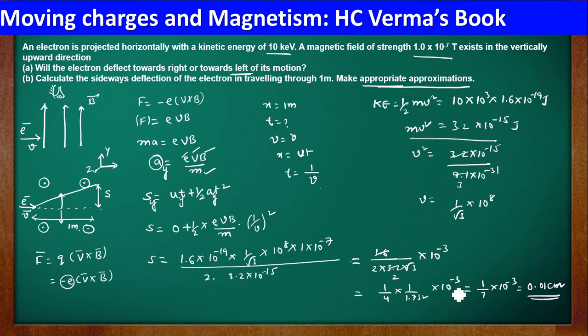So 1 by 7 into 10 power minus 3, can I write it as, just a minute, 10 power minus 3, 10 power minus 2 is nothing but 1 centimeter. So 10 power minus 1 by 7 into 1 centimeter. 1 by 5 is nothing but 0.2, so 1 by 7 is less than 1 by 5. So it will be nearly 0.15 into 10 power minus 1. So that's why I can write it as 0.015 centimeters. That will be the answer.